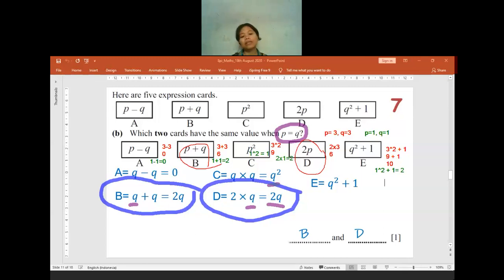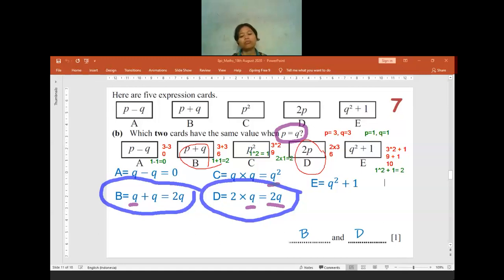In here, I will replace P with Q. That's why all of the expressions on each card in the end will have the letter Q. There will be no more letter P on it because all the P I will replace with Q.